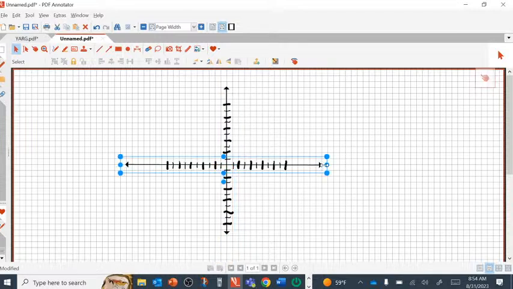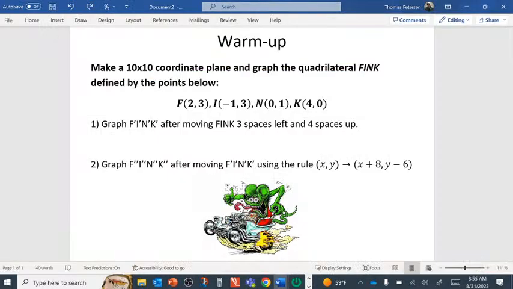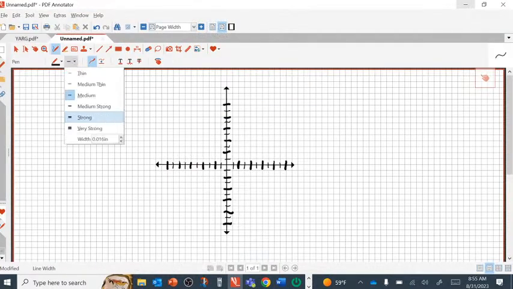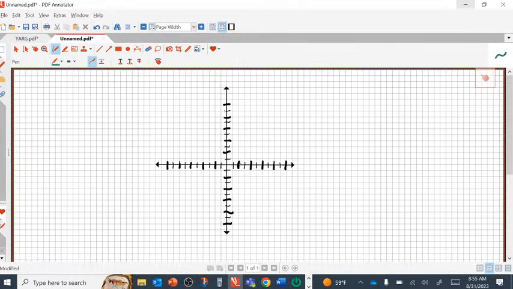Okay, so I think F was 2 comma 3. Let's take a quick peek. 2 comma 3, I is negative 1 comma 3. So 2 comma 3, and what color could it be but this weird green? 2 comma 3, negative 1 comma 3, 0 comma 1, and 4 comma 0. That is F, I, N, K.